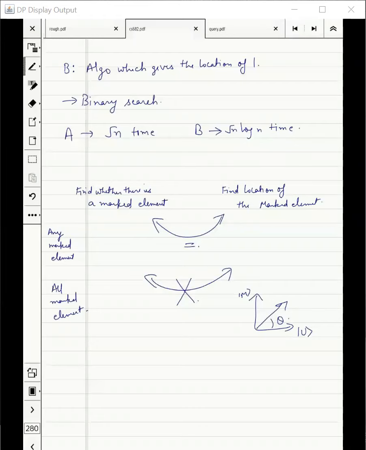If you have to give a single marked element, then these two problems are equivalent. But if you want all marked elements, then one problem will become easier, the other will become harder, and they will definitely not be equal. Make sense? Questions?